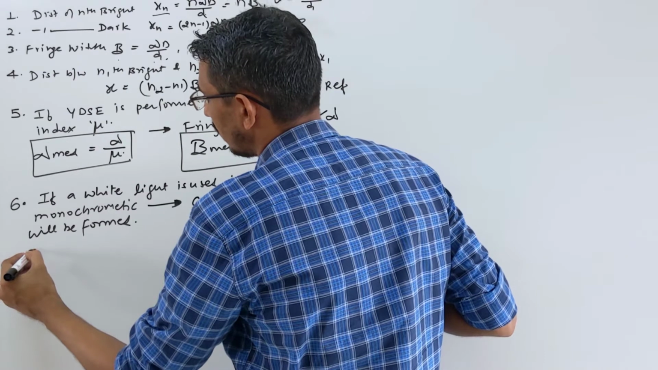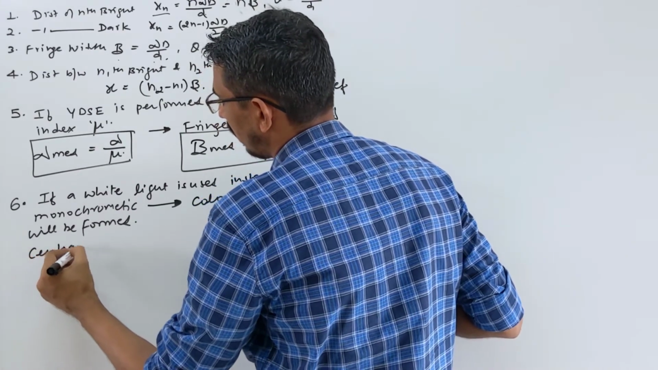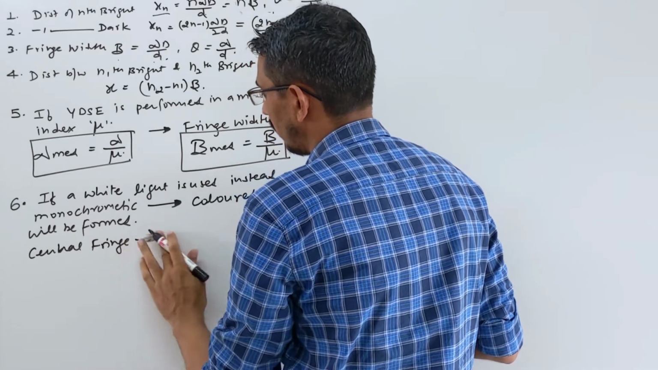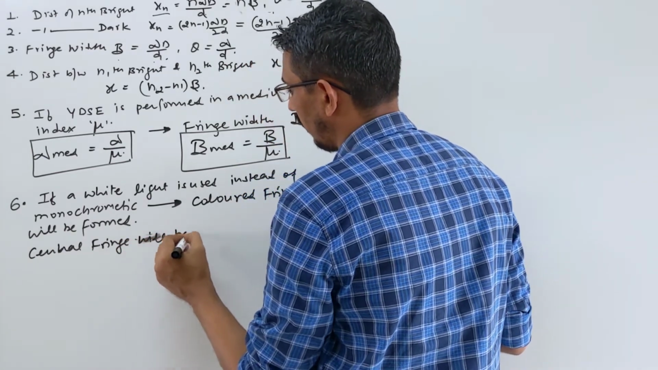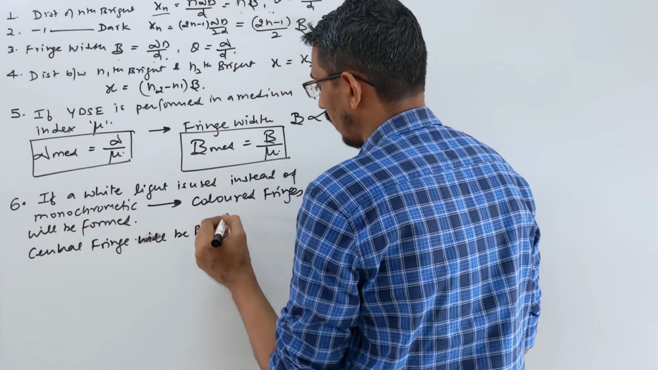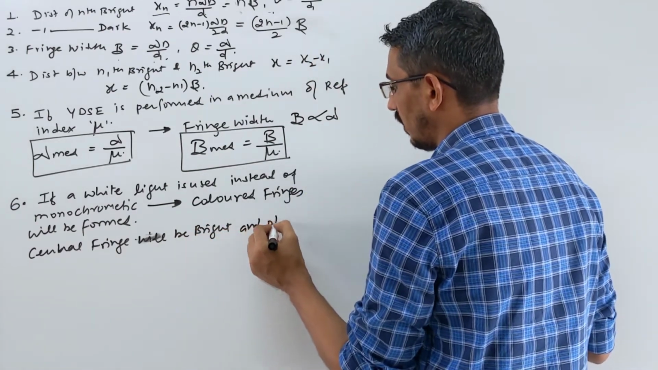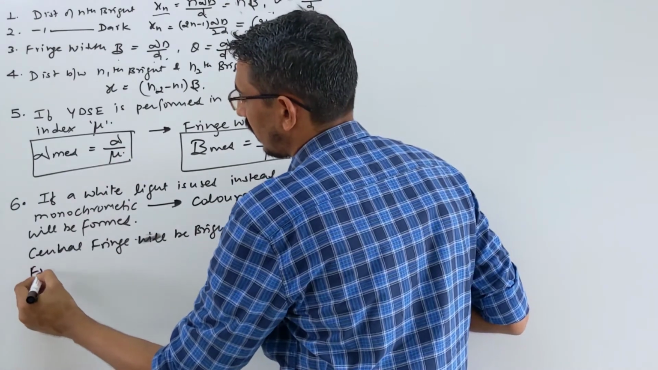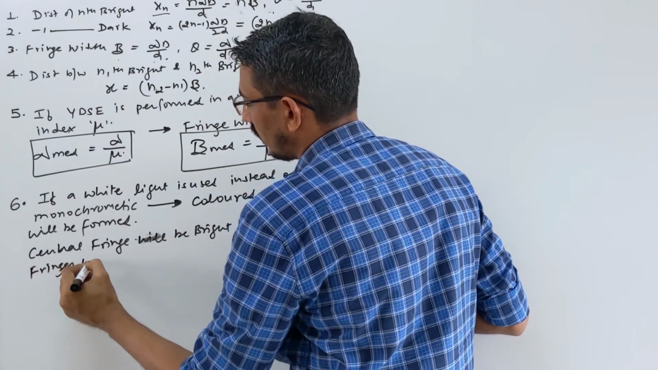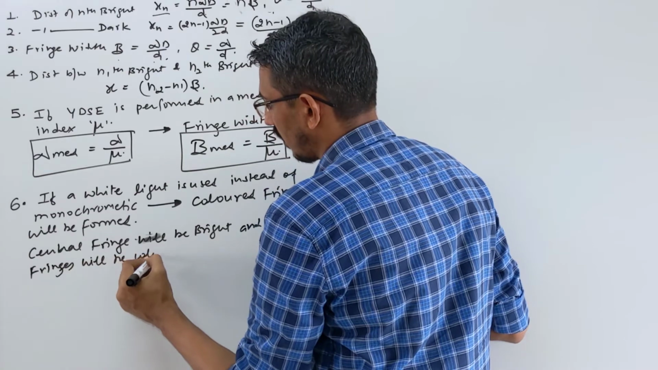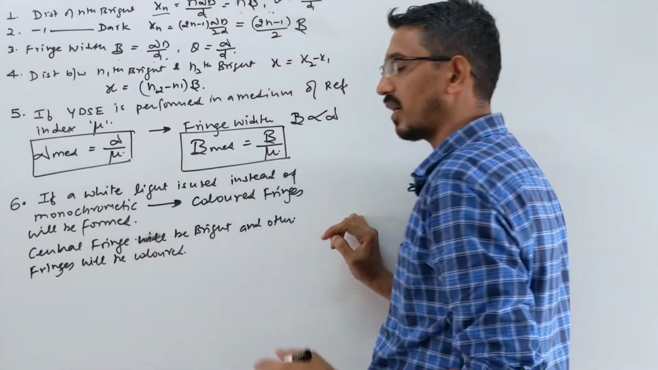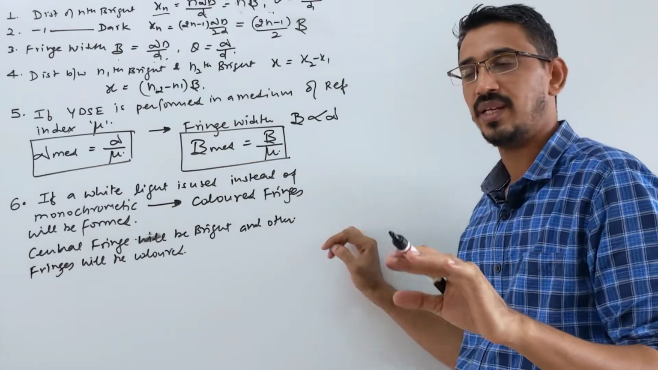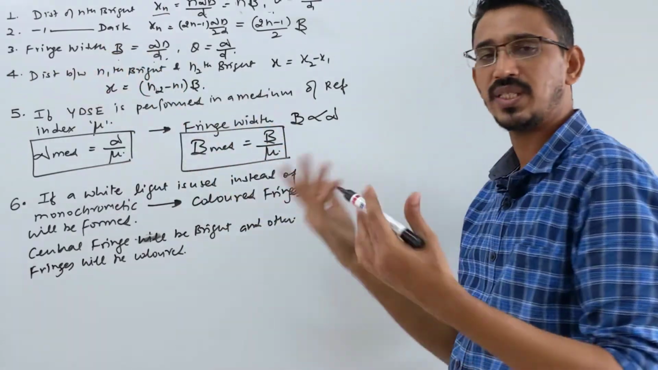In this case what will happen? The central fringe will be bright only, and the other fringes apart from the central fringe will be colored. And the color order is that red fringes will be close to your bright fringe, and blue will be the farthest, or you can say violet also.